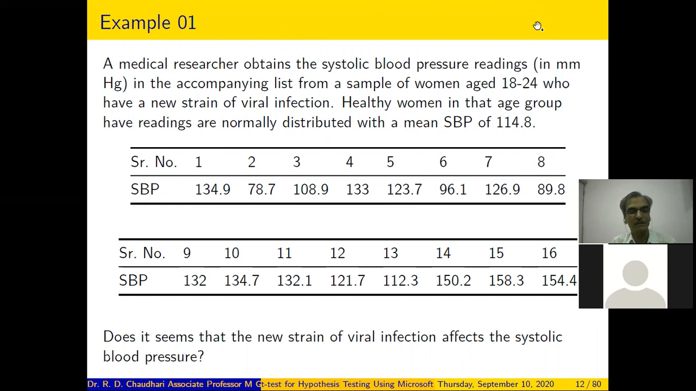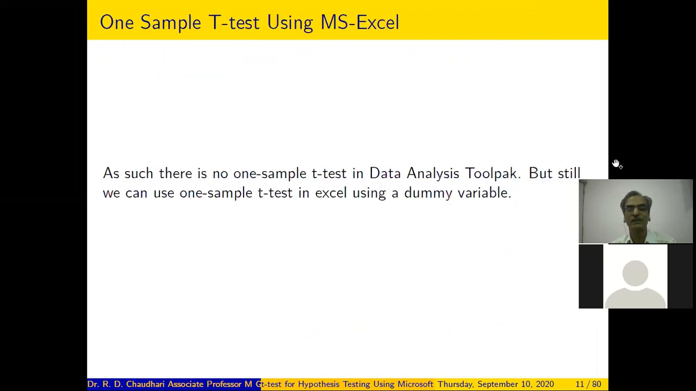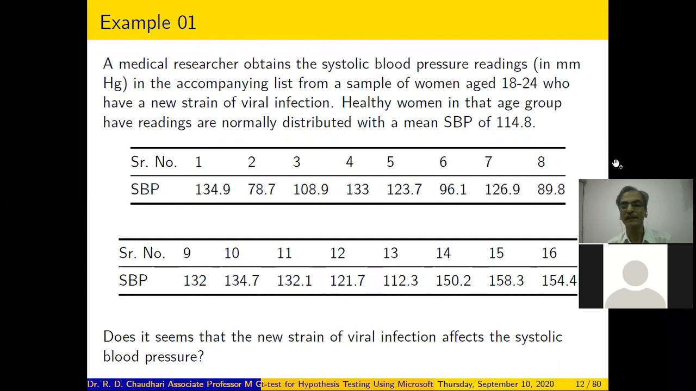So we have data about systolic blood pressure. A medical researcher obtained the systolic blood pressure readings in the accompanying list from a sample of women aged 18 to 24 who have a new strain of viral infection. Healthy women in that particular age group have readings that are normally distributed with mean SBP of 114.8. So we have 16 observations on the systolic blood pressure, right?